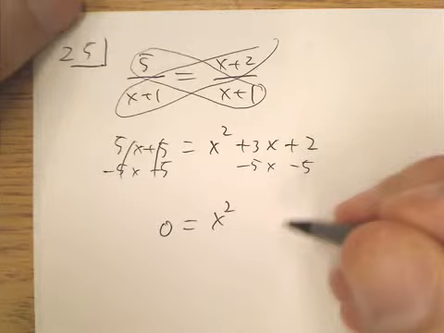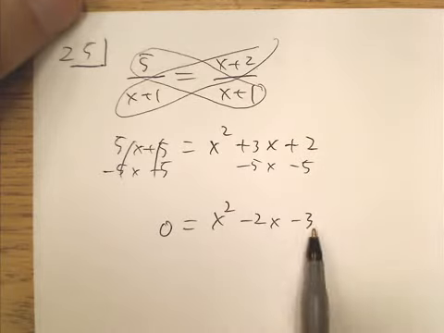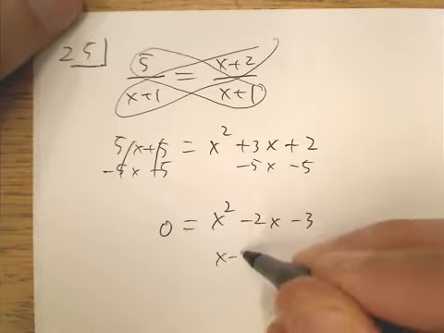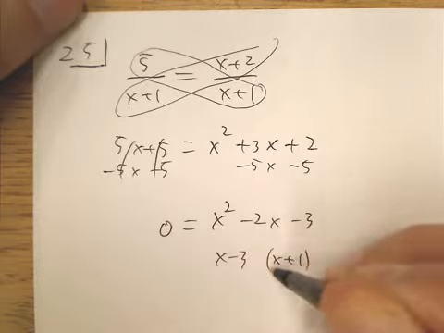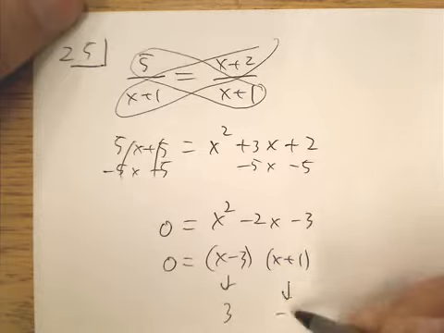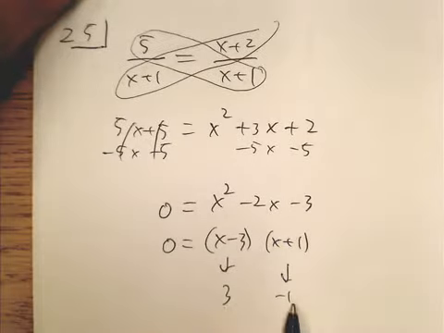Okay, so x squared minus 2x minus 3. Numbers that multiply to negative 3 and add to negative 2 are going to be negative 3 and positive 1. And you get 3 and negative 1. Now, if you look in the back of the book, it only gives the answer 3. It doesn't give the answer negative 1.